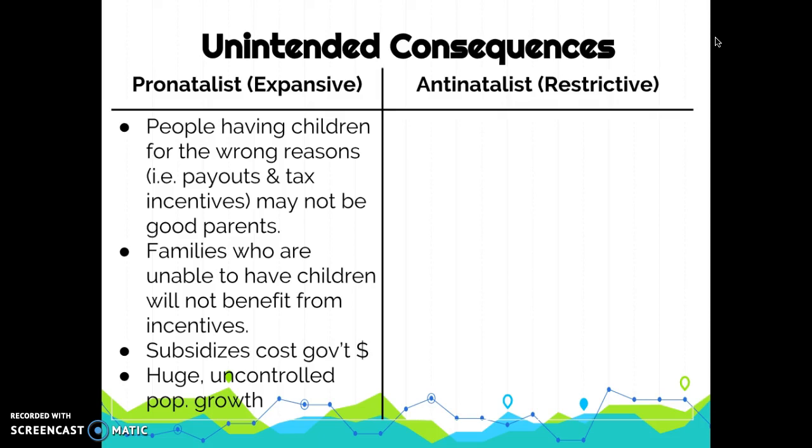Also, those subsidies that I was talking to you about cost the government money, right? So if the government is subsidizing childcare, that means that they are paying money to those childcare services, so that it is cheaper for the parents themselves to pay for childcare. So this is a huge strain on the government budget. And then also, and I'm sure you can imagine this, if a pro-natalist population policy goes too far, then that can lead to huge, uncontrolled, rapid population growth.